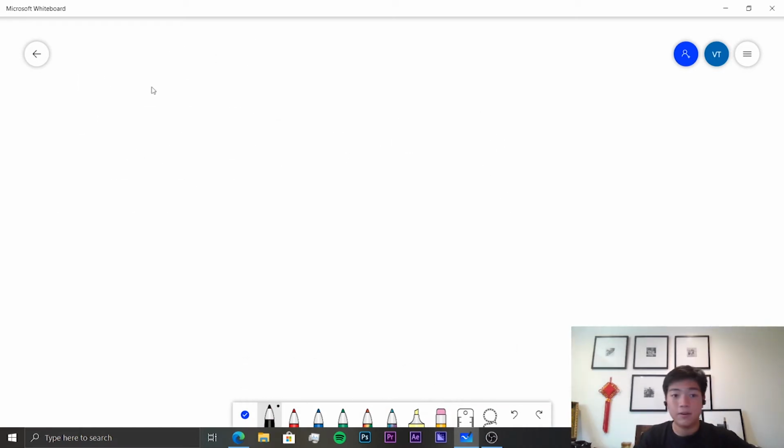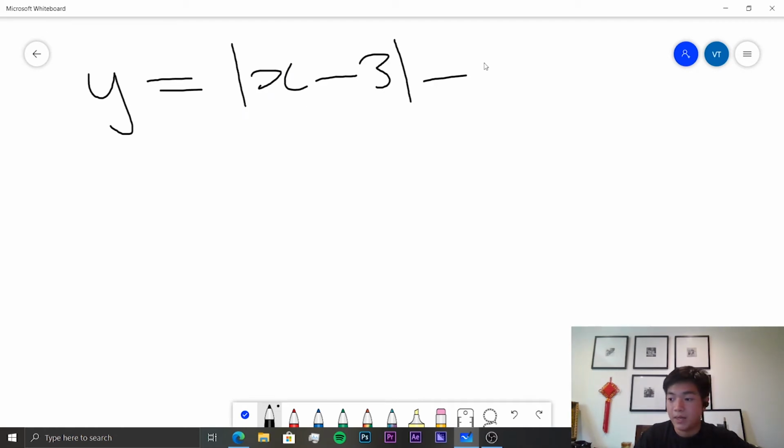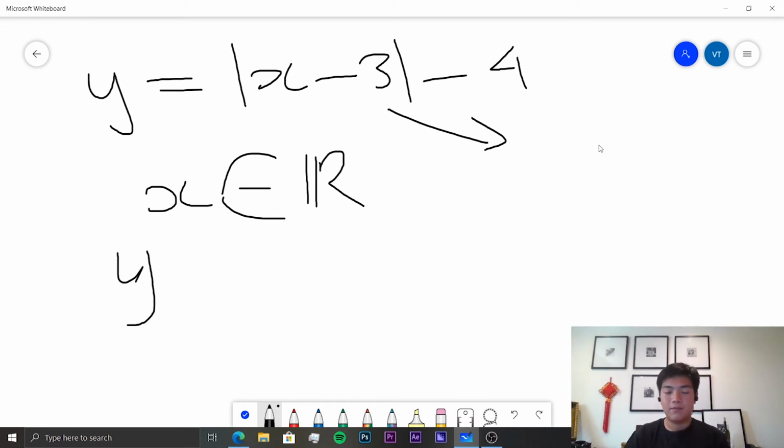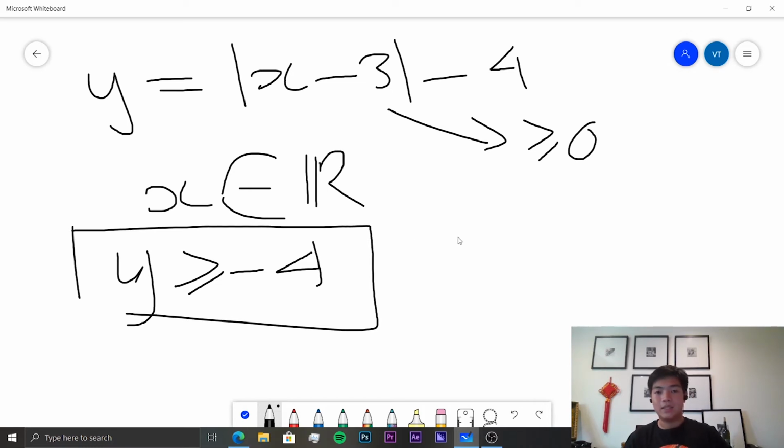We have y is equal to the absolute value of x minus 3, minus 4. Again, the domain should be x as part of all real numbers, but the more interesting question is, what is y? So this absolute value function will always be greater or equal to 0. So the least value y can have would be, when this is 0, 0 minus 4, which is negative 4. So y is always greater or equal to negative 4. So that would be the answer for this.